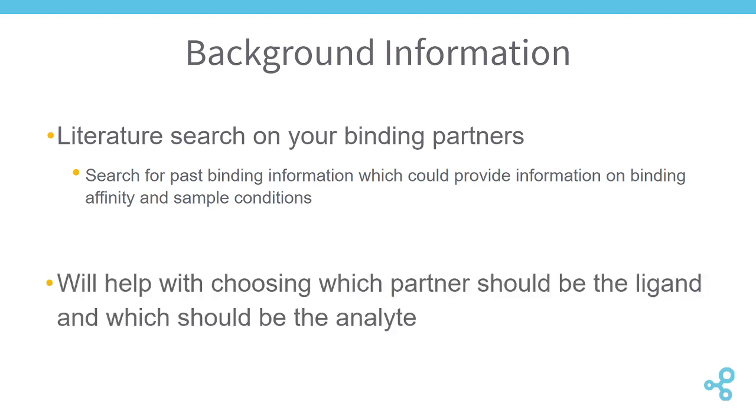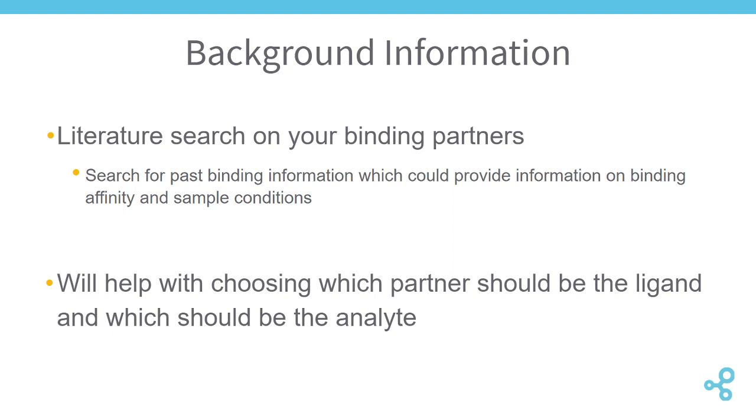The reason for this literature search is that it's going to help you with choosing which one of these binding partners we're going to immobilize on the sensor surface as the ligand, and which one is going to be used as the analyte. In SPR terminology, we use ligand and analyte to denote the two different binding partners and how they're used in the experiment. The ligand will always be referred to as the partner that is immobilized on our sensor surface, and our analyte is always going to be referred to as our other binding partner that'll be free-flowing in solution.